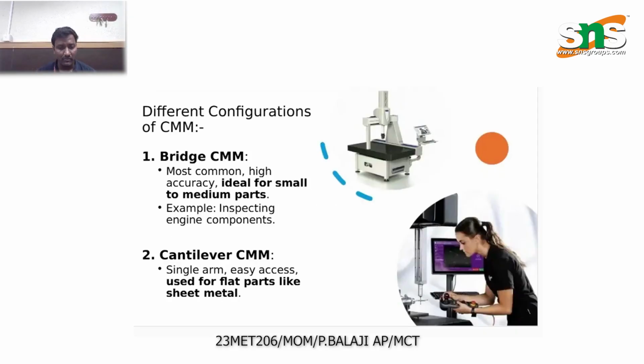Now, what are the main things about the many kinds of CMM types? The most common is the bridge type CMM, which has high accuracy and is ideal for small to medium parts, for example inspecting engine components. The cantilever type CMM is easy to use, with a single arm and easy access, and is used for flat parts like sheet metal. So the bridge type is used for checking engine components, and the cantilever type is used to measure sheet metal.